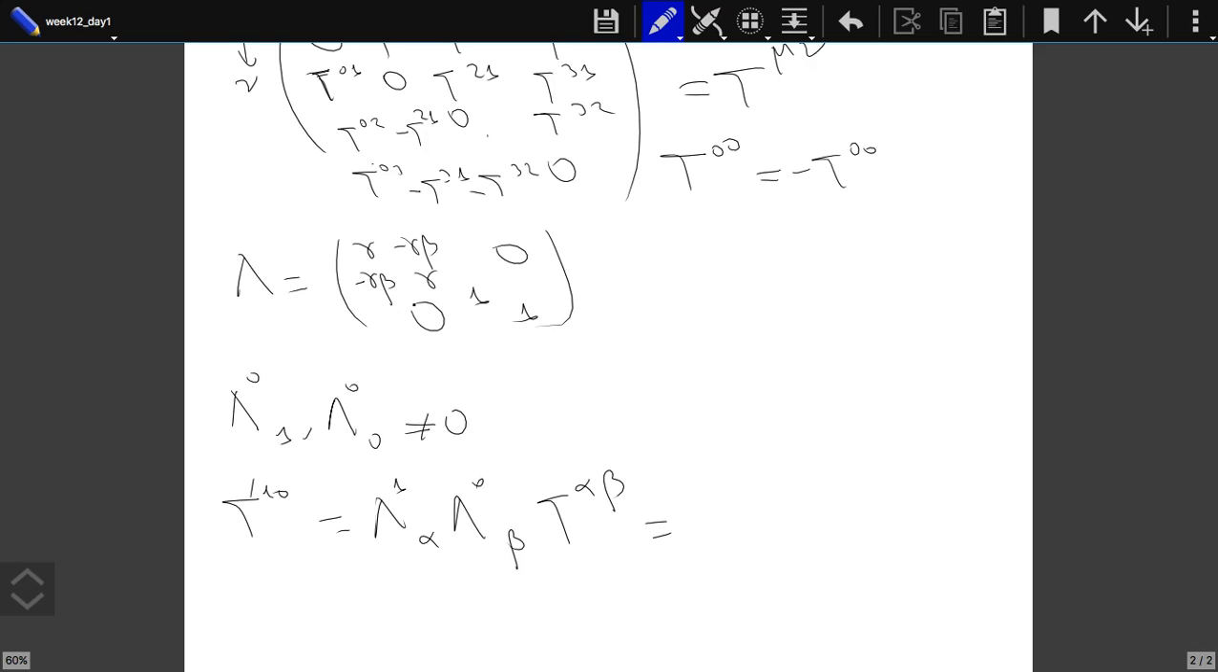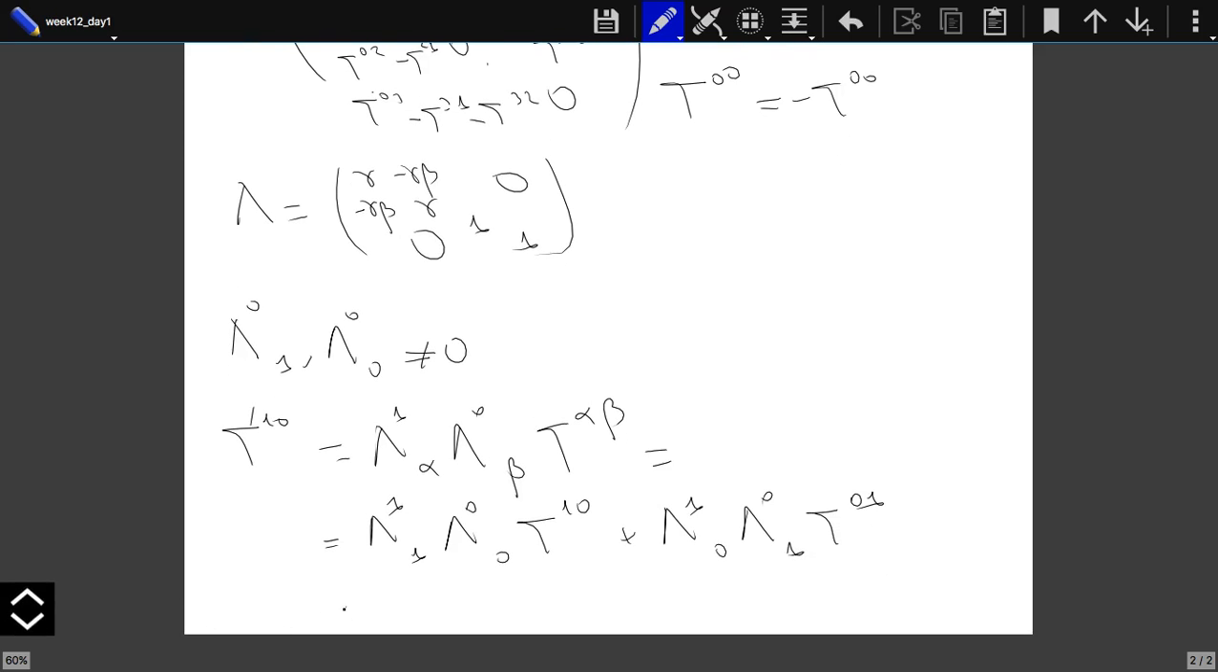So if I'm looking at the first row, not the 0th row, alpha can be only 0 or 1. In the 0th row or column, beta can be 0 or 1. Alpha or beta, they cannot be more than 1. Furthermore, if alpha and beta are equal, this is 0. So alpha and beta can be either 0, 1 or 1, 0, and I don't have any other term in that summation over alpha and beta. So this will be equal to lambda 1, 1, lambda 0, 0, T1, 0, plus lambda 1, 0, lambda 0, 1, T0, 1.